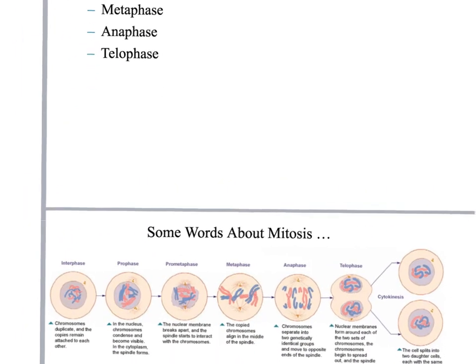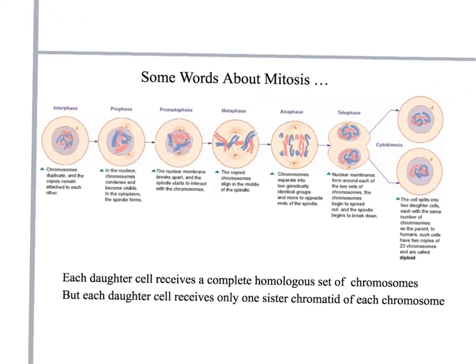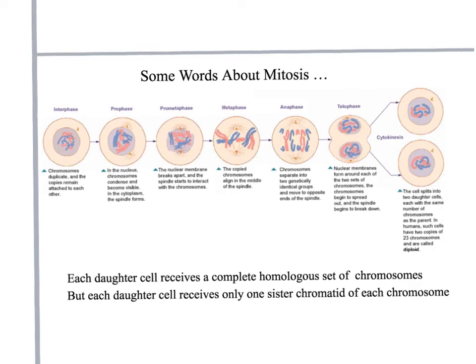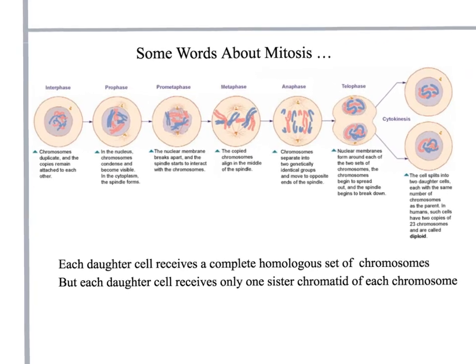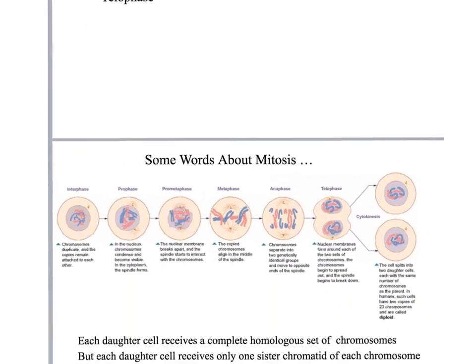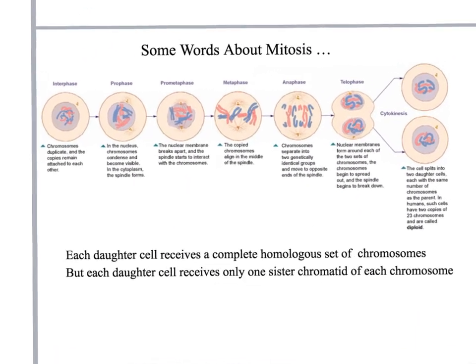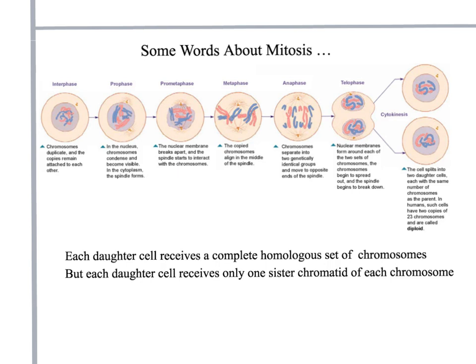So we'll get to all these definitions as we go through these charts right here. So here's all of our phases. So here they all are again. So we have a list up here. We have the stages, and then right here we have the stages again. So here's our first stage, interphase, right here.